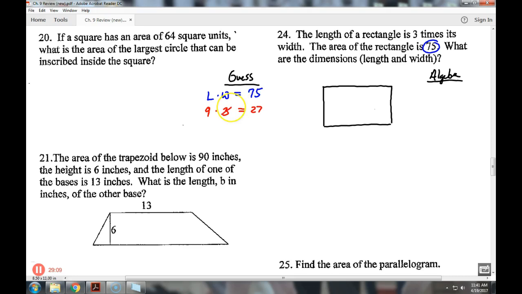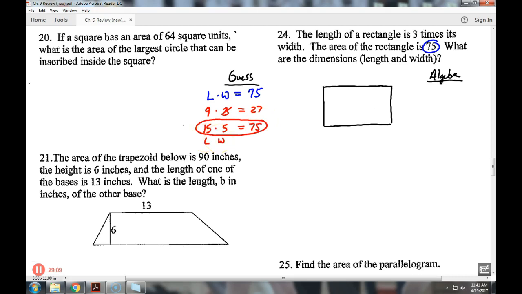So that can't work. So let's try 5. Go a little bigger. If the width is 5 and the length is 3 times bigger than the width, that would be 15. If I multiply those two, boom, right there on the second guess, I got it. I found the length, I found the width, I'm done.